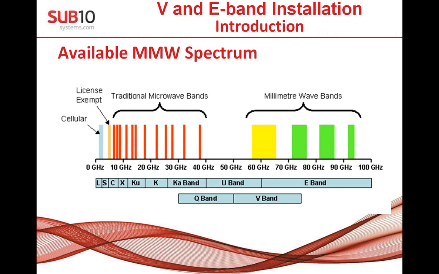And these are today's used technologies. If somebody says, I have V-band equipment, it means it's running around 60 gigahertz. If somebody is using E-band equipment, it's running a 70/80 gigahertz signal.